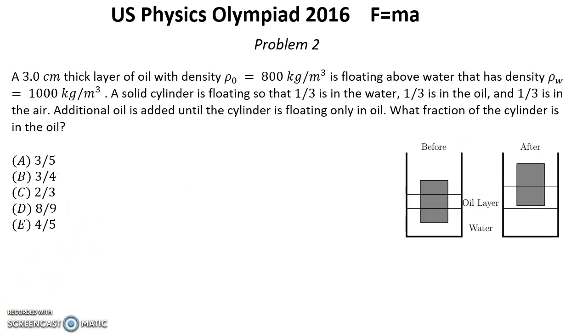Problem number 2. A 3 centimeters thick layer of oil with density ρ0 equals 800 kg per cubic meter is floating above water that has density ρw equals 1000 kg per cubic meter. A solid cylinder is floating so that 1/3 is in the water, 1/3 is in the oil, and 1/3 is in the air. Additional oil is added until the cylinder is floating only in oil. What fraction of the cylinder is in the oil?